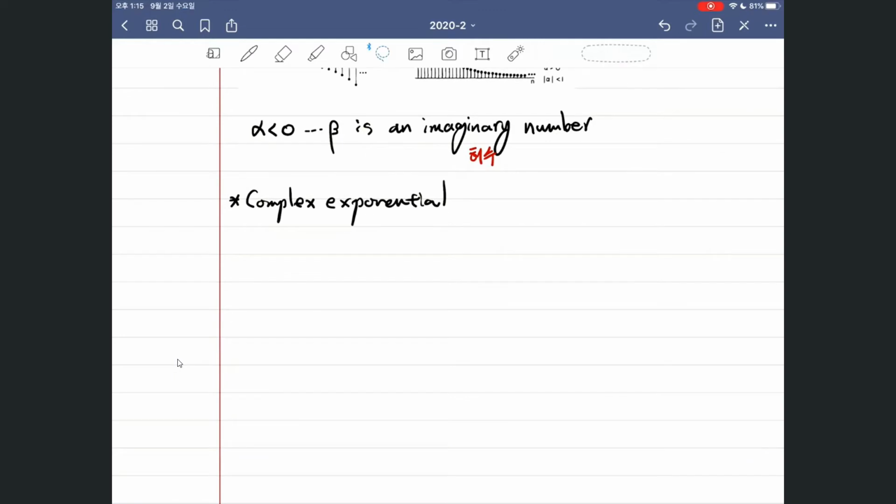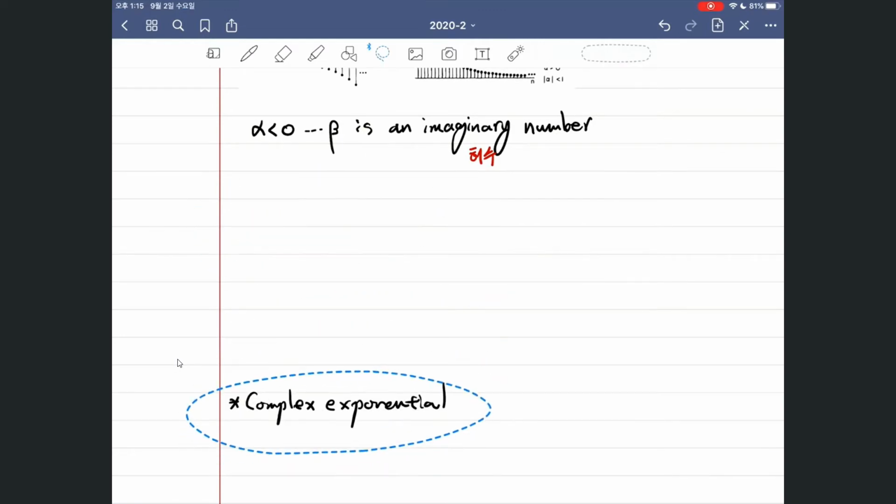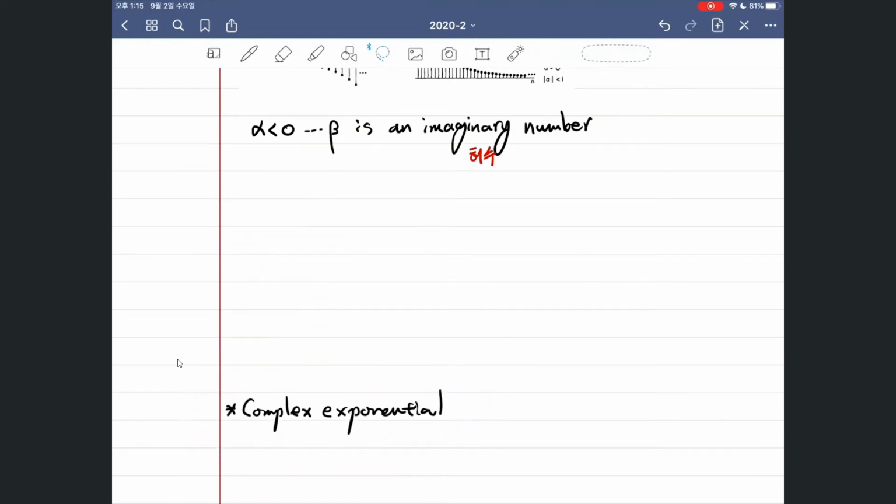Oh, I think I'm gonna write something down between these two, so I will start the new subtitle here.